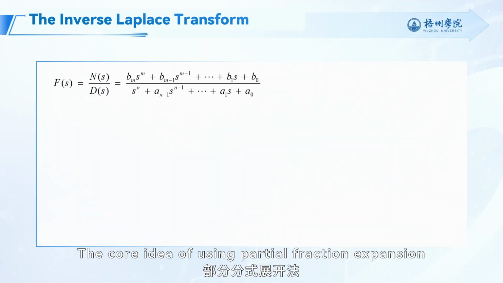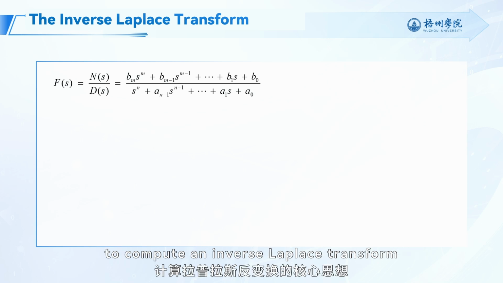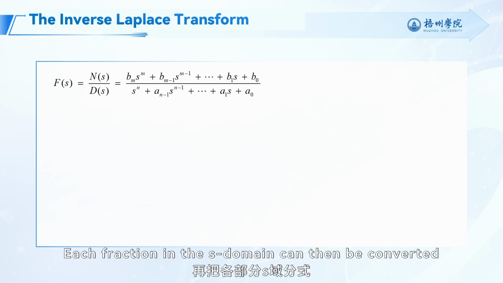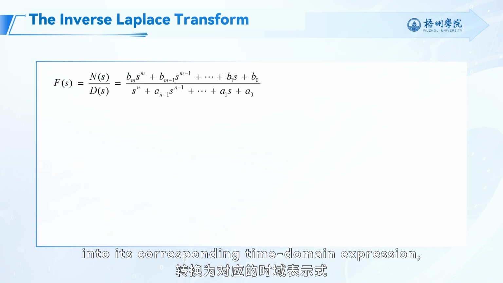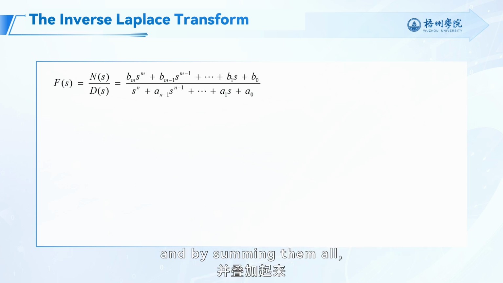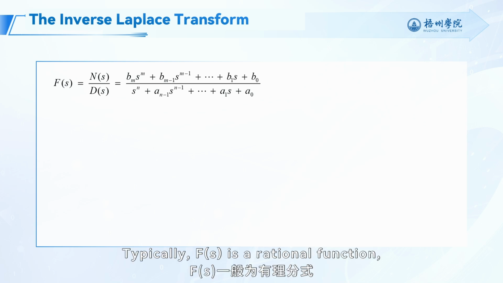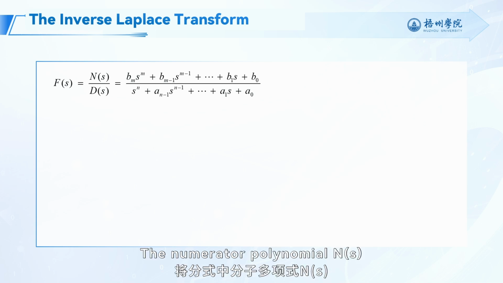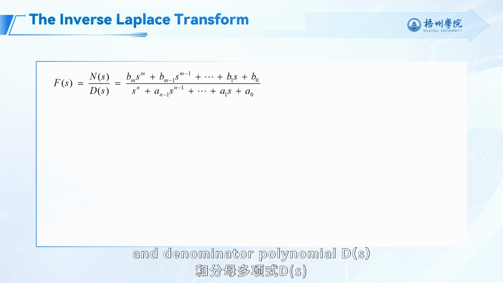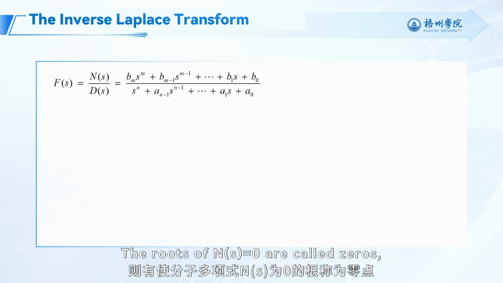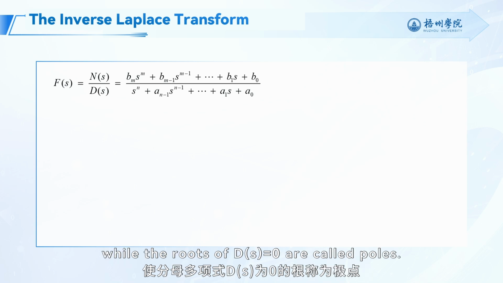The core idea of using partial fraction expansion to compute an inverse Laplace transform is to expand F(s) into a sum of partial fractions. Each fraction in the S domain can then be converted into its corresponding time domain expression, and by summing them all, we obtain the signal f(t). Typically, F(s) is a rational function expressed as follows. The numerator polynomial N(s) and denominator polynomial D(s) can be factored into first-order or higher-order terms. The roots of N(s) equals 0 are called zeros, while the roots of D(s) equals 0 are called poles.